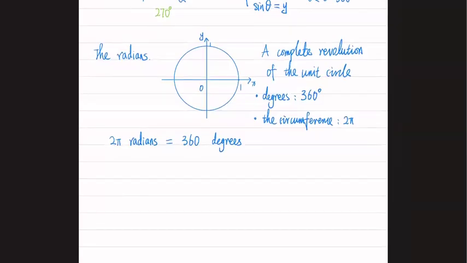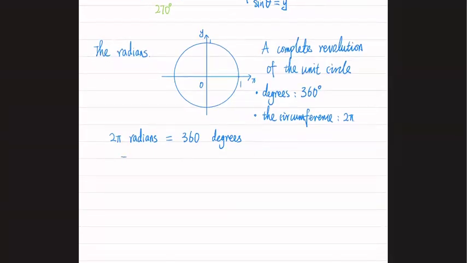Okay, now I'm going to give you some questions. If I have pi, what's the corresponding degrees? If I have 90 degrees, 270 degrees, 145, and 35. Okay, I'll do it one by one.